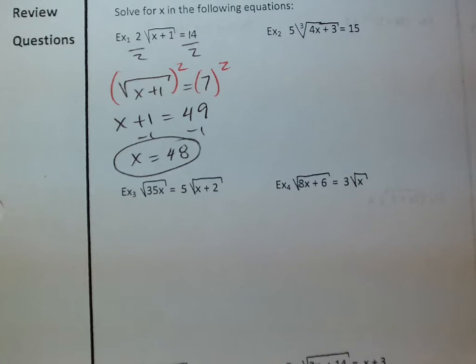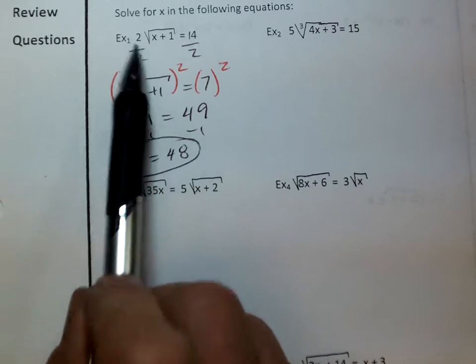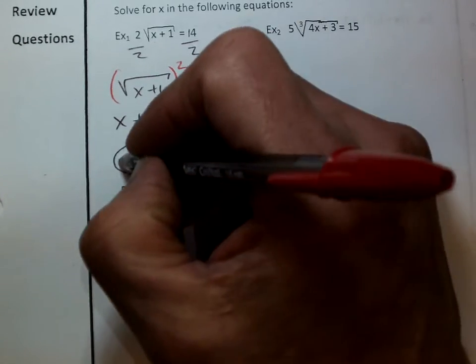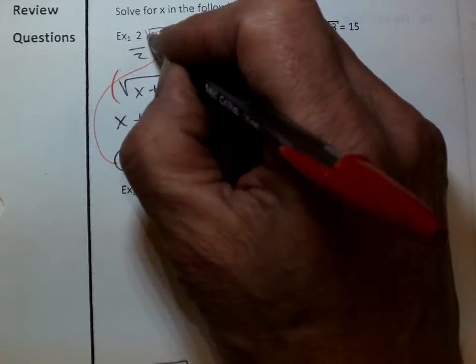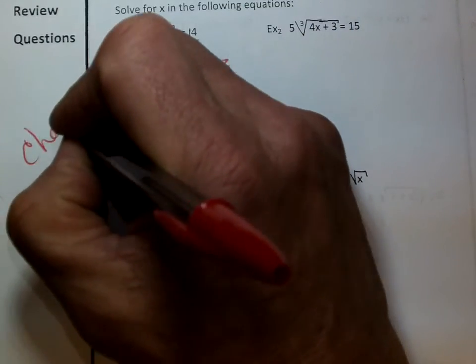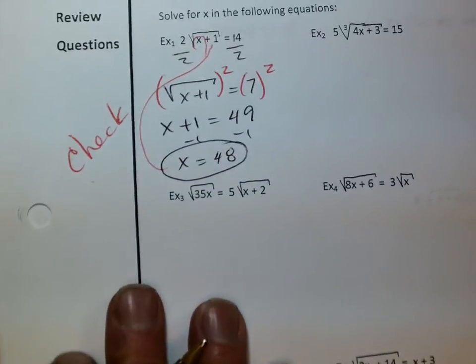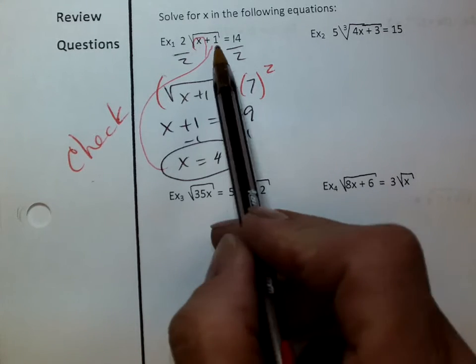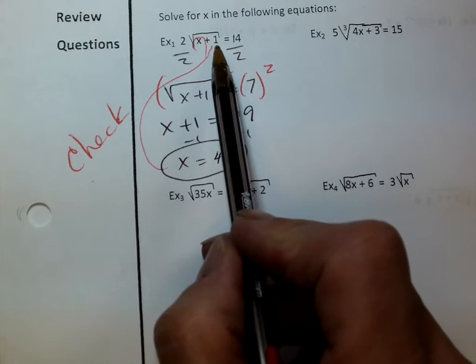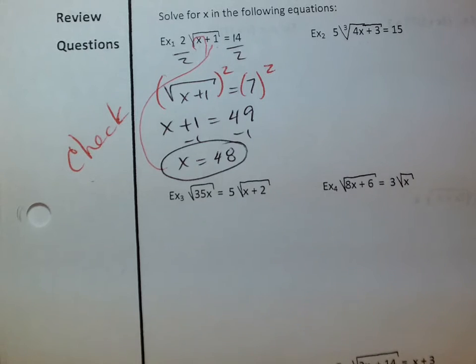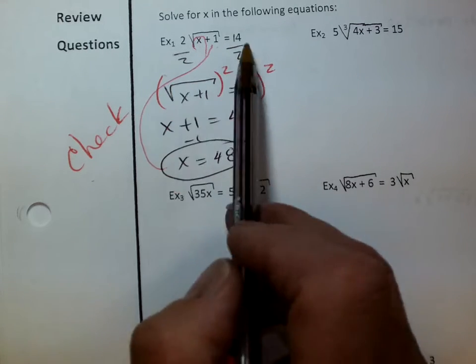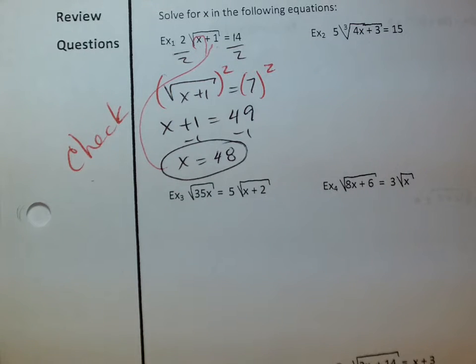The easiest way to check is you plug it back in, right? So if I take my 48 and do a real quick check, 48 plus 1 is 49. That's okay, right? Everybody agree with that? Square root of 49 is 7. 7 times 2 is 14, okay? So it's an easy check. It works, right? No problems there.